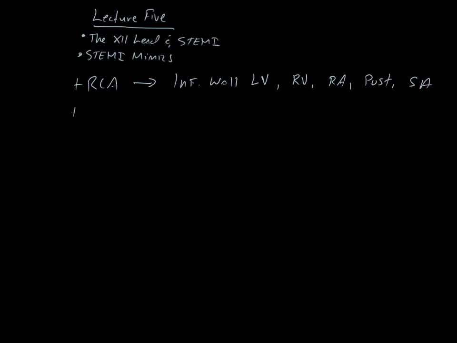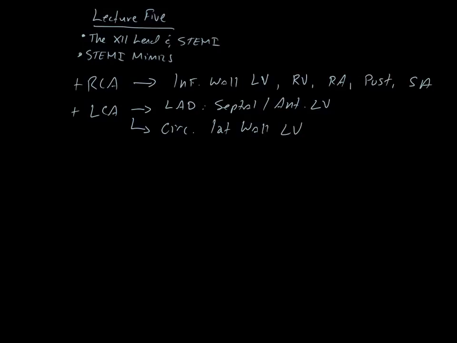Okay, good. What about the LCA, the left coronary artery? It has 2 major branches. What are they? The left anterior descending and the circumflex. The LAD supplies primarily the septal wall and the anterior wall of the left ventricle, right? The circumflex supplies the lateral wall of the left ventricle. Posterior, good, and like the RCA, there's some crossover, and you can get some posterior as well. You guys okay with that?